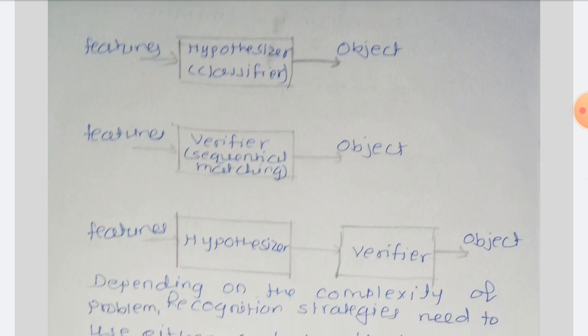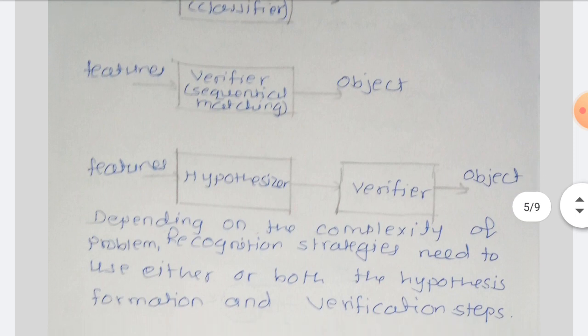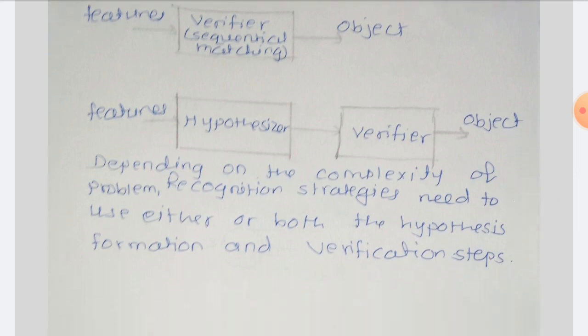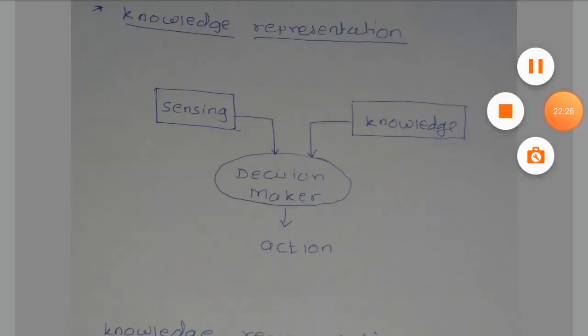Similarly, in the other diagram, features are given directly to the verifier and we can recognize a particular object. One may use three different possible combinations of these two steps. The third possibility is that we can use both the hypothesizer and a verifier, in which the features are given to the hypothesizer and the output is given to the verifier, then the object can be recognized. Depending on the complexity of the problem, recognition strategies need to use either or both the hypothesis formation and verification steps.